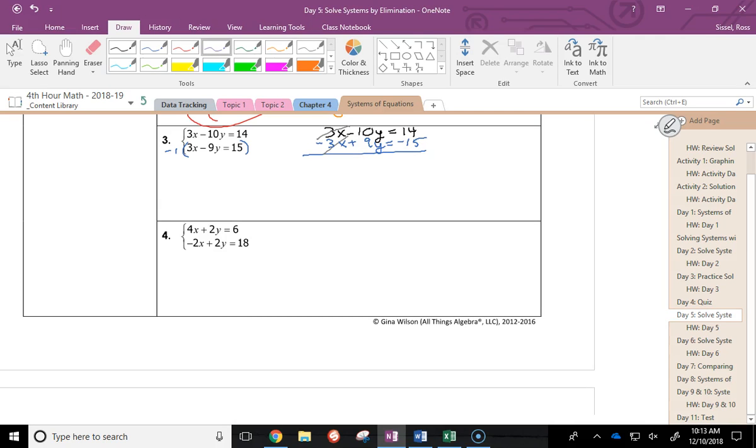Negative 10. Do not forget this is a negative 10, because it said minus 10y. Negative 10 plus 9y. Negative 1. So just negative y. 14 minus 15. Negative 1. So negative y equals a negative 1. Well, what would a positive y equal? 1. Essentially what we did was multiply by a negative 1. And we get an answer that y equals 1.